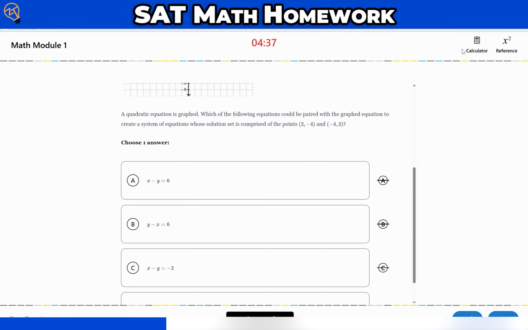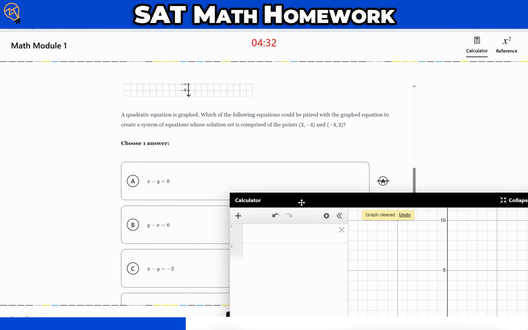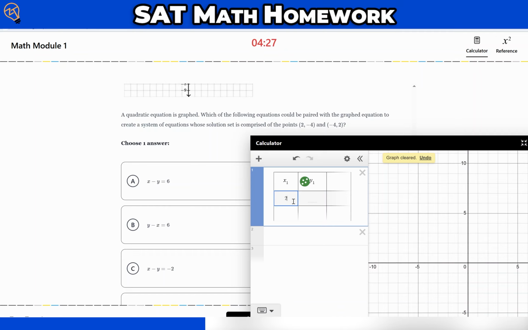But let's go ahead into Desmos. And if we have anything else, we can go ahead and delete it here. And we're just going to create a table. We're going to press plus, table. We'll type in 2. I like to use the tab key to just go over to the right, -4.